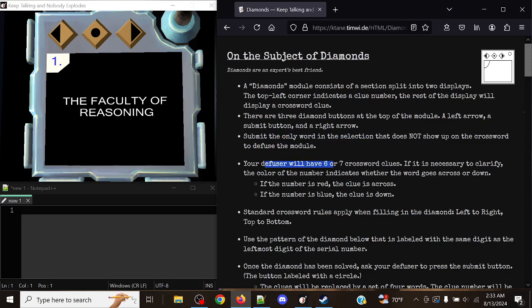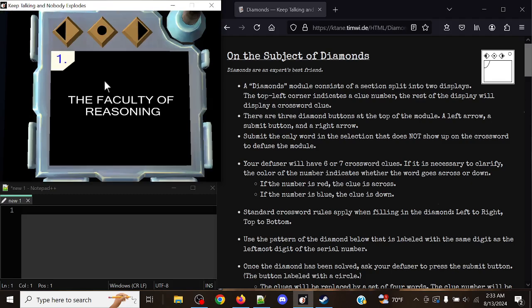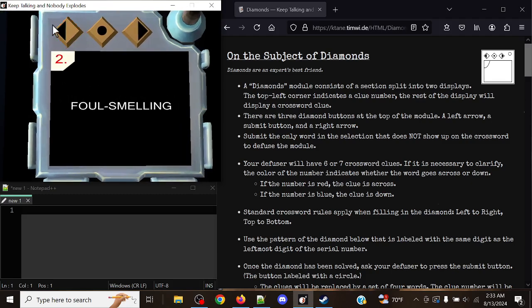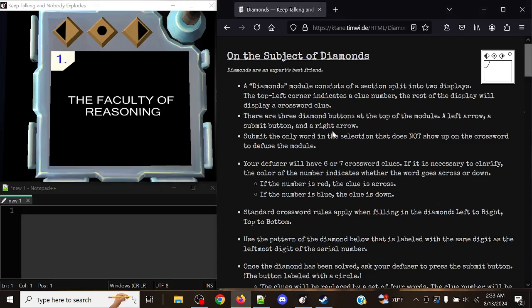Your defuser will have 6 or 7 crossword clues. In this case it does have 6, but it only shows a maximum number of 5 because there are 2 cases where the 2 is both blue and red. That can happen, and it's likely to happen very often, so just be aware of that.